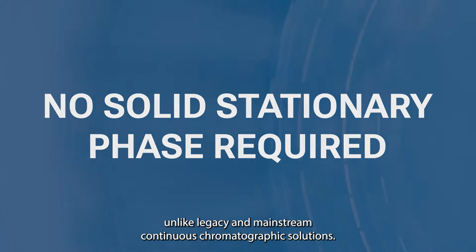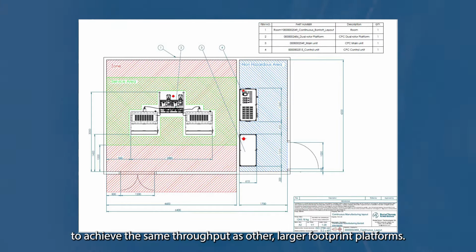Another aspect of maximizing your throughput is the footprint of the continuous CPC. Since the platform requires much less footprint than comparative solutions, the continuous CPC allows you to achieve the same throughput as other, larger footprint platforms.